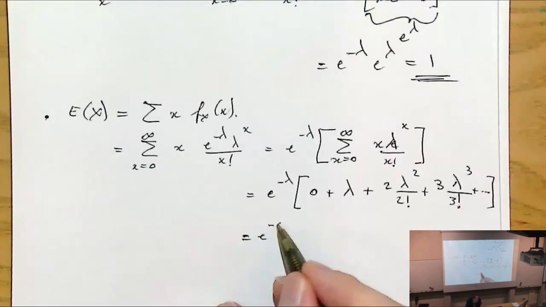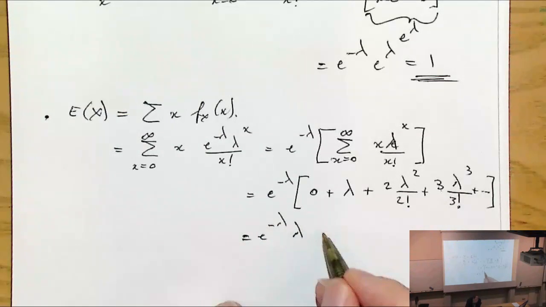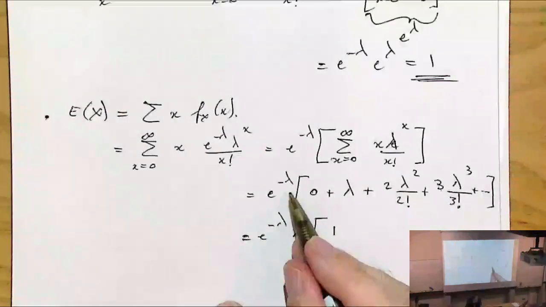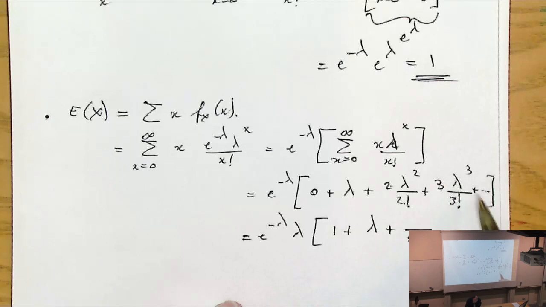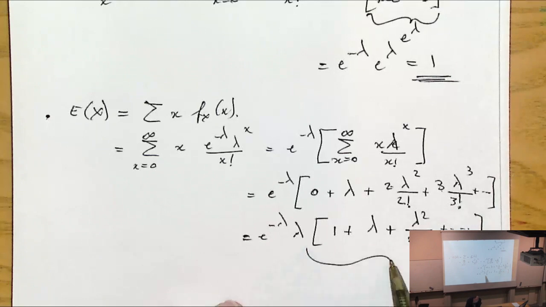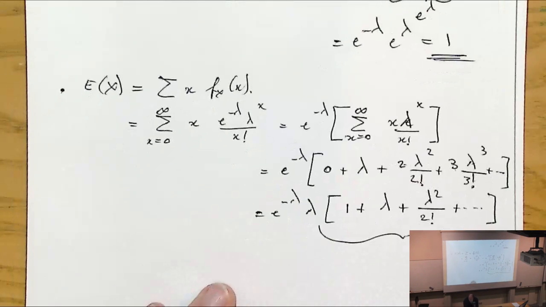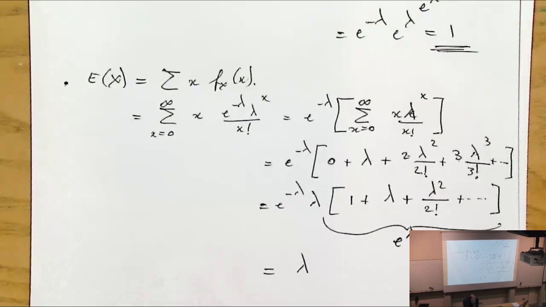So what you get is e to the minus lambda. You take lambda outside, and what you get is 1 coming from the first term, plus lambda, since 2 divided by factorial of 2 is 1. Then 3 divided by factorial of 3 is 1 over factorial of 2, and one lambda comes out, so you have lambda squared, and you continue. What is this? This is e to the lambda. So indeed you get that the expectation of x is equal to lambda. This lambda is the average number of events per certain unit of time in the problem you consider.